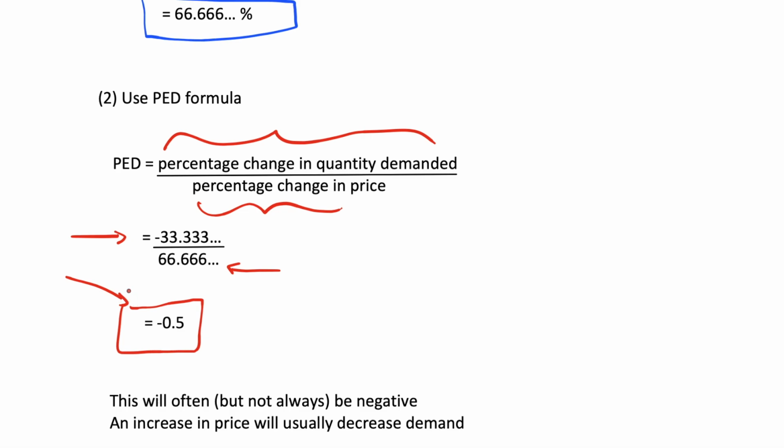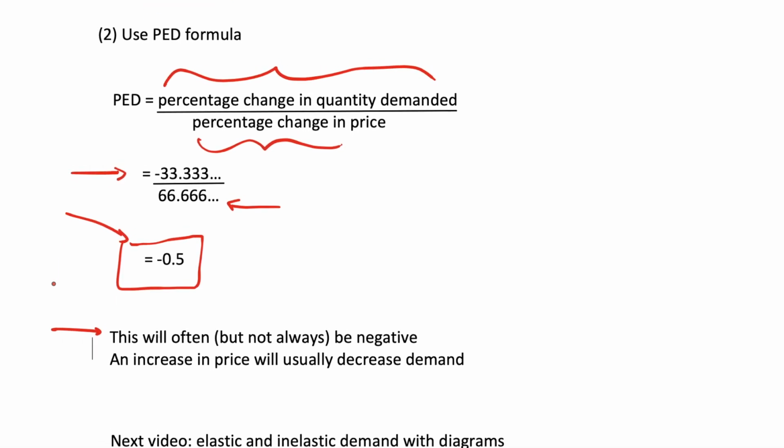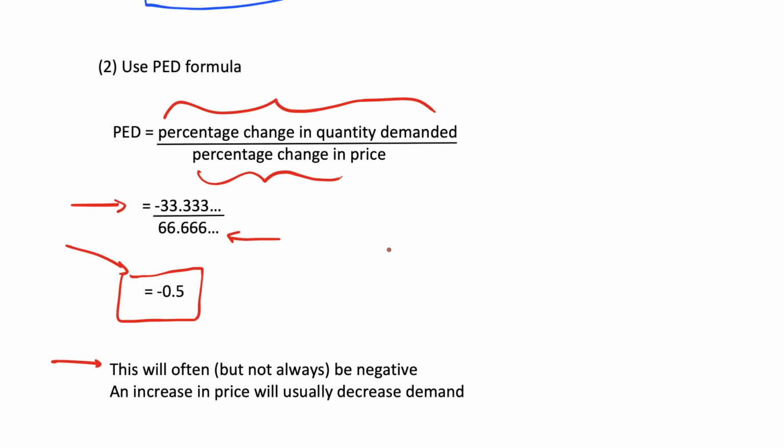It is negative 0.5 because our quantity demanded has fallen and our percentage change in price is positive, or our price has increased, so we have a negative number. And this will often be the case, that our PED is negative, because if we think about it intuitively, an increase in price will usually decrease demand for a good. Not always, and there are a couple of instances where this won't be the case, and we'll look at that in a future video, but usually this will be a negative value. So we'll keep that in mind.